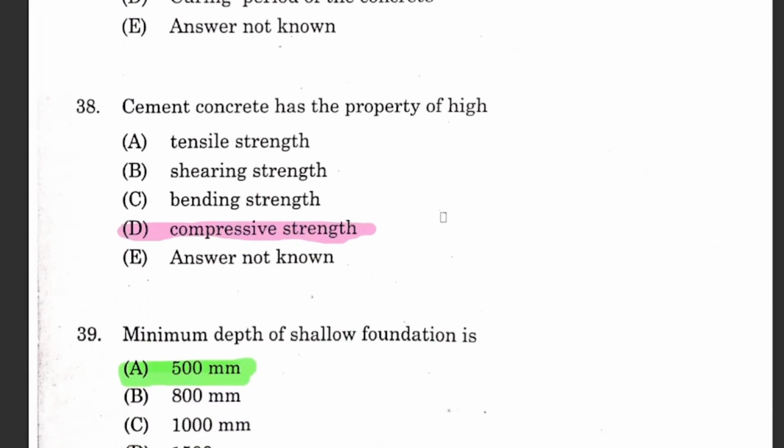Option number A is correct. Cement concrete has the property of high compressive strength. Next question number 39, minimum depth of shallow foundation. So shallow foundation has a minimum depth of 500 millimeter.